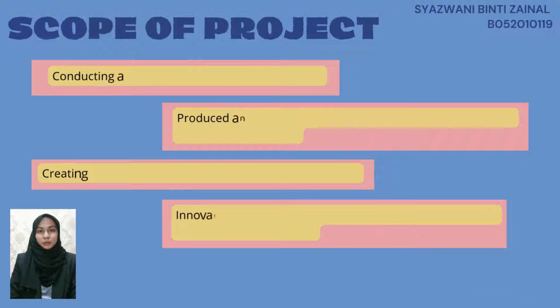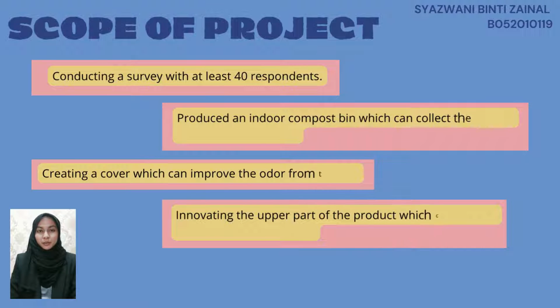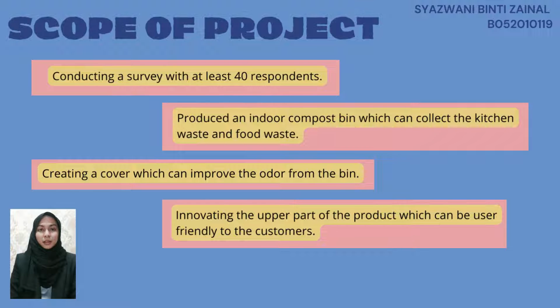Here is the scope of the project. The first scope is conducting a survey with at least 40 respondents. Second is to produce an Indo Compost Bin which can collect kitchen waste and food waste. Third is creating a cover which can reduce the odor from the bin, and lastly is innovating the upper part of the product to be user-friendly to the customers.